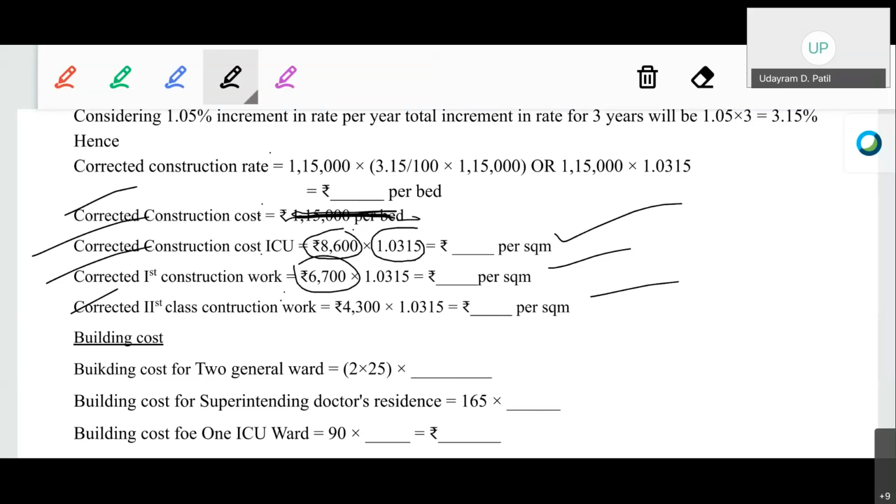Okay, instead of giving the simple example, in semester exam or IC exam they add some different point. Suppose in this case, the percentage increase is there. Okay, rate increases there. They add some different point like that, so that the numericals will be different from the general numericals. So first, corrected construction rate for the general wards will be 1,18,622.5 rupees per bed. Okay, calculate similarly for the ICU and the first class construction work and the second class construction work.